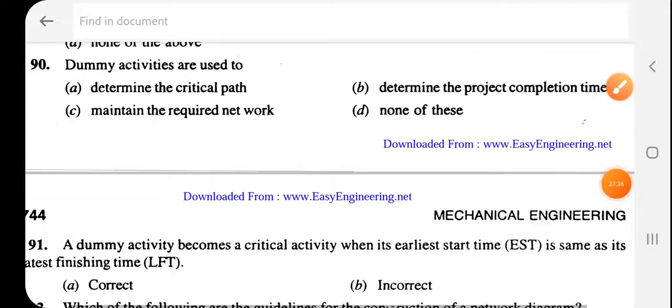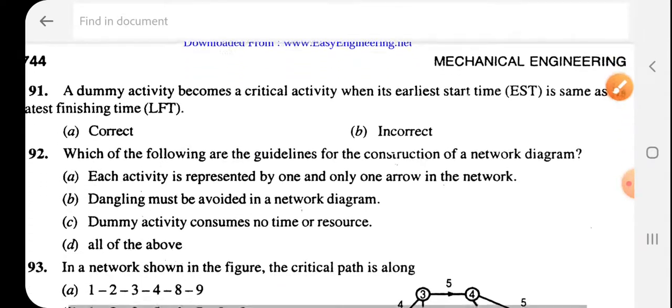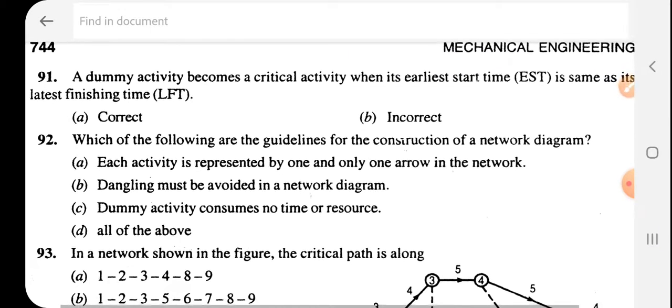Okay. Dummy activities are used to maintain the required network path. So this is a very, very important question. A dummy activity becomes a critical activity when its earliest start time is the same as its latest finish time. Okay, so 91 is the correct statement.